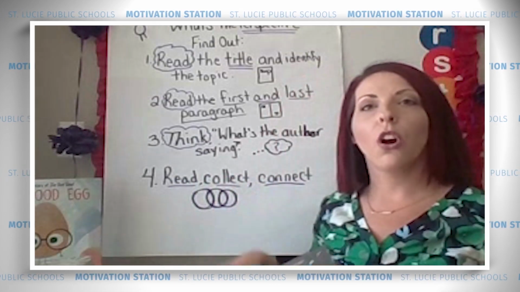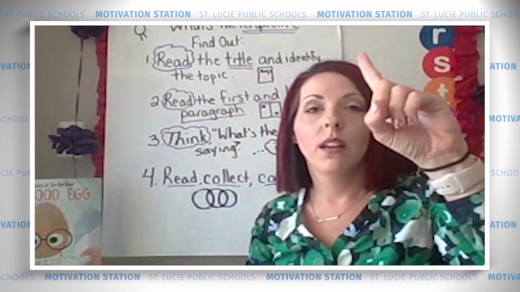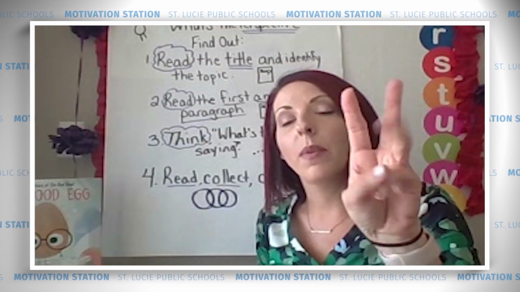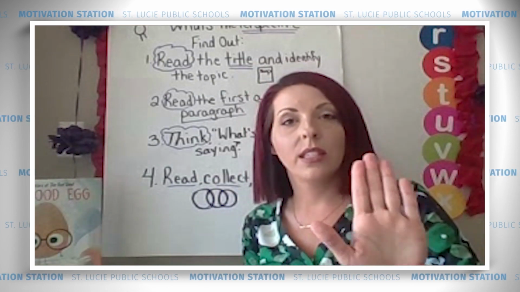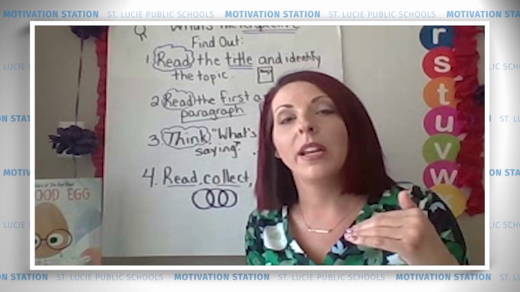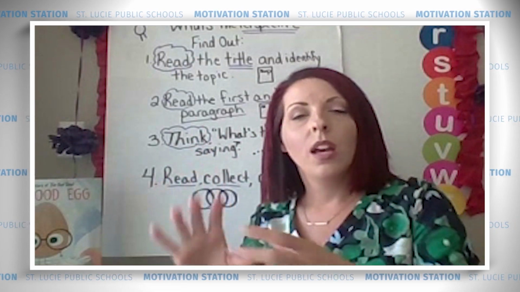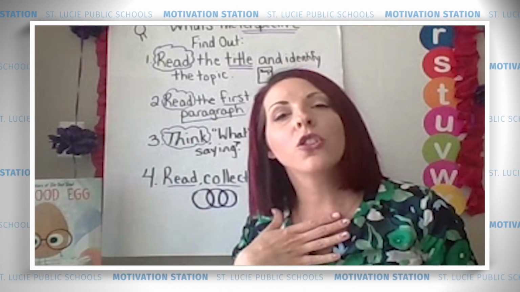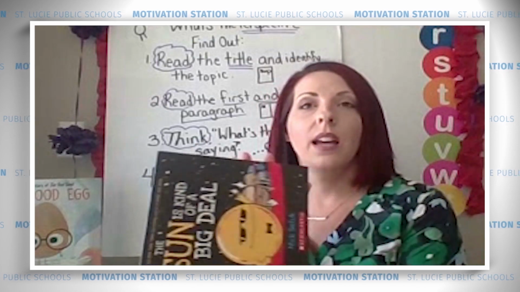I also want to read, collect, and connect. And you'll notice there are 3 circles. So when we read, when we collect, we connect them. As we're reading our text this week, boys and girls, we want to make sure we read a little bit, we stop, we collect the information, and we connect those pieces together. Because using all of these steps will help us understand what the author is trying to tell us about the sun.